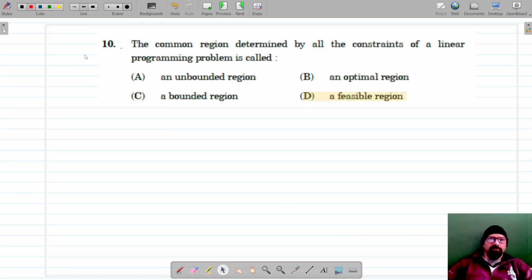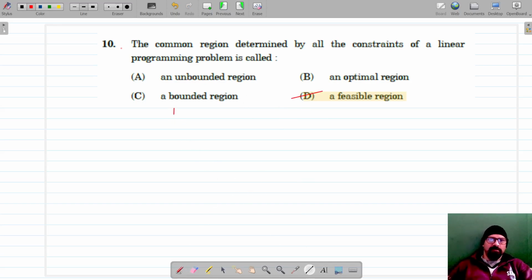Okay, this one is the easiest one. The common region determined by all the constraints of a linear programming problem is called the feasible region. And let me show you what the feasible region is.